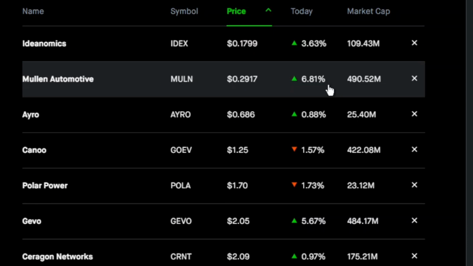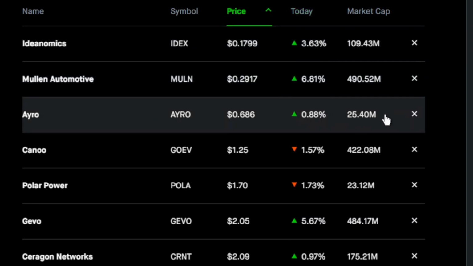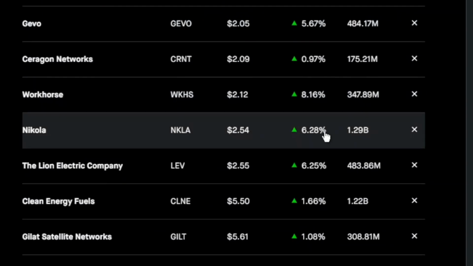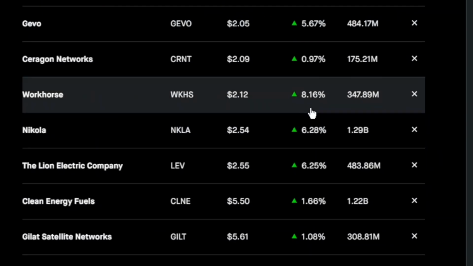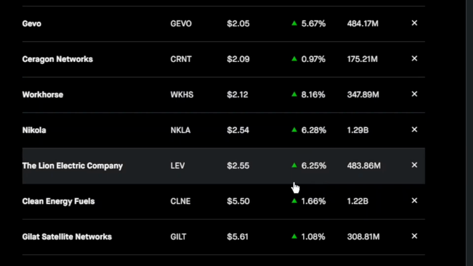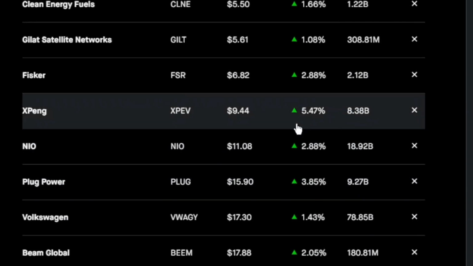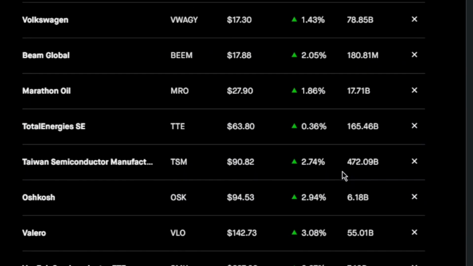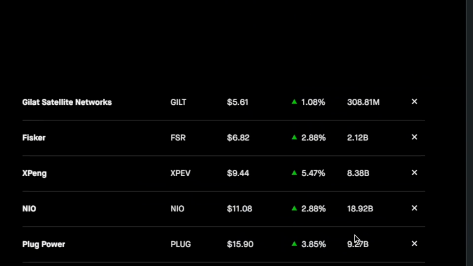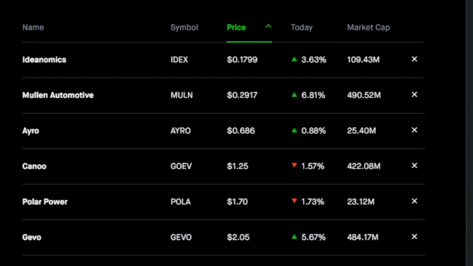If you look at the EV market right there, there's an upward momentum going on right now with those vehicles. You can see 6% here, 5%, 8%. Workhorse, it's up 8%. So that's pretty impressive. Lion Electric Company is up 6%, and Xpeng is up 5%. So you can see there's an upward trend right now, guys. So now might be a good time to look at EV. So again, Tesla is the leader of the pack, so that's the one you really want to look at. And from watching the trend right now, it looks like Tesla is heading back up.